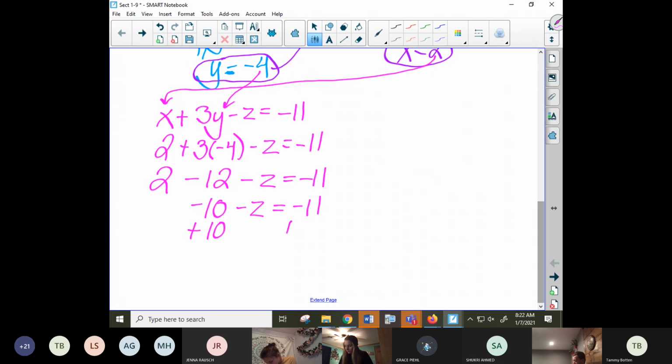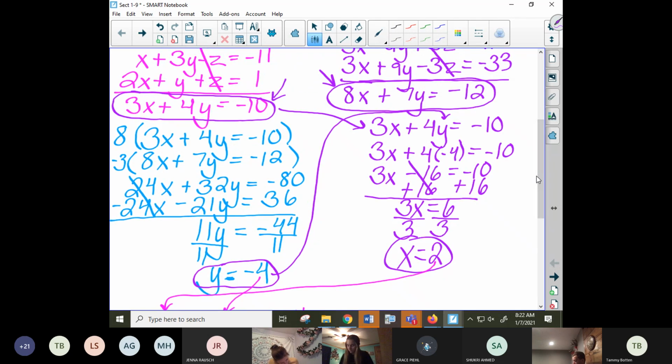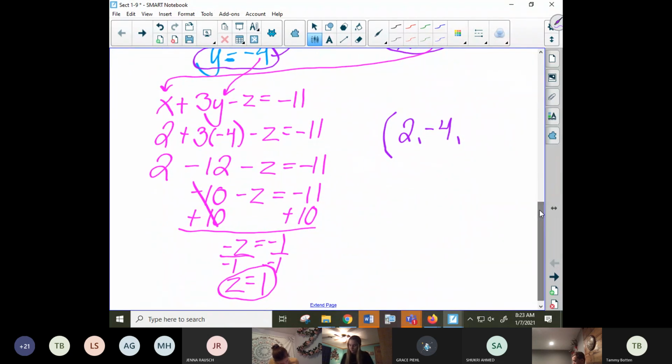Add 10 and negative z would equal negative 1, divide by negative 1, and z is 1. Now, when you write your answer, you write what's called an ordered triple, and you put your x first, and remember our x was 2, okay? Then you write your y, which was negative 4, and then you write your z, which is 1.